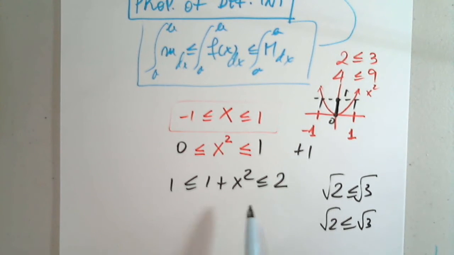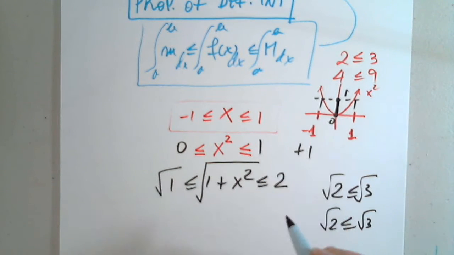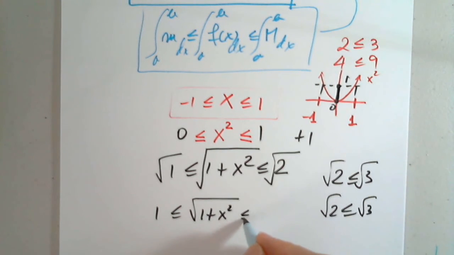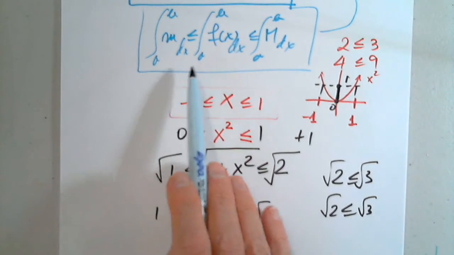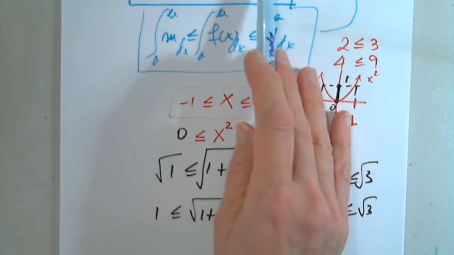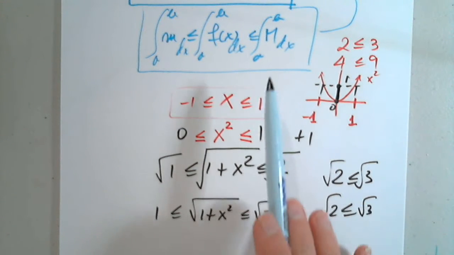Same thing here because they are all positive. I can say the square of this, square of this, and the square of this. The sequence of symbols will stay the same. So 1 is less than or equal to the square root of 1 plus x squared, which is less than or equal to the square root of 2. Guaranteed. I got it. I have the function in the middle. That's our function. And I have lowercase m on the left and uppercase m on the right.